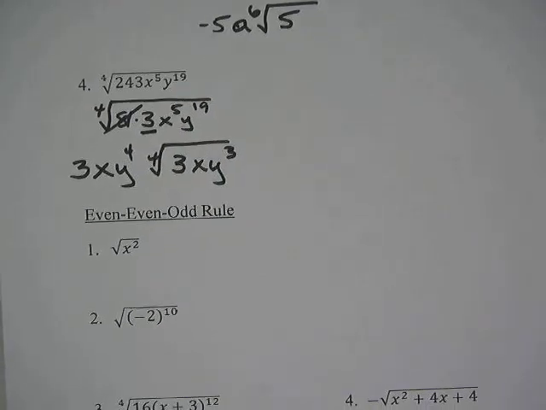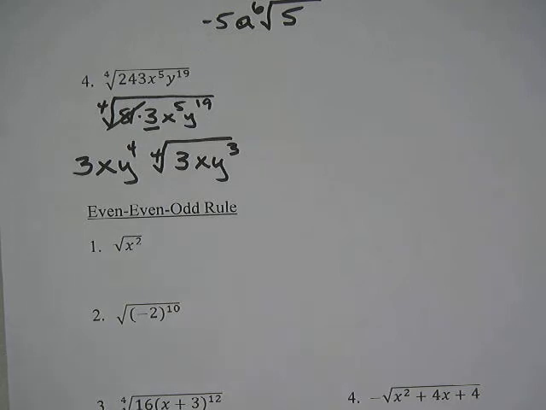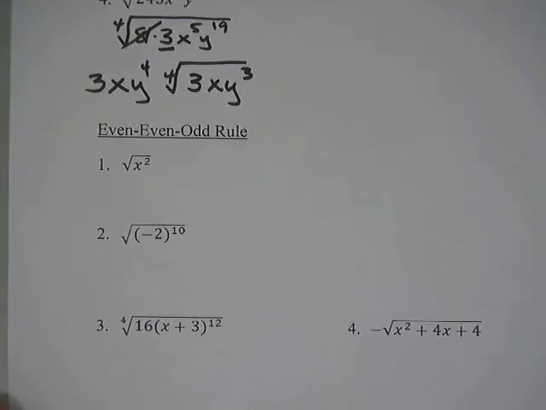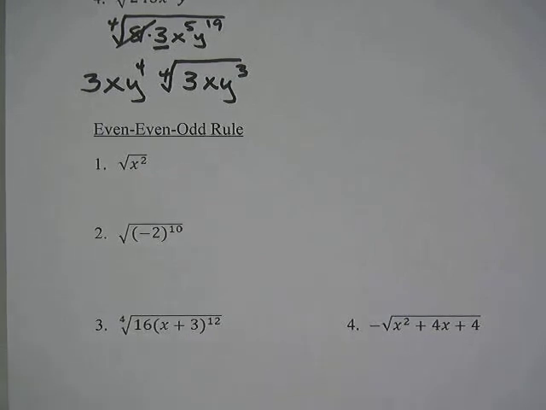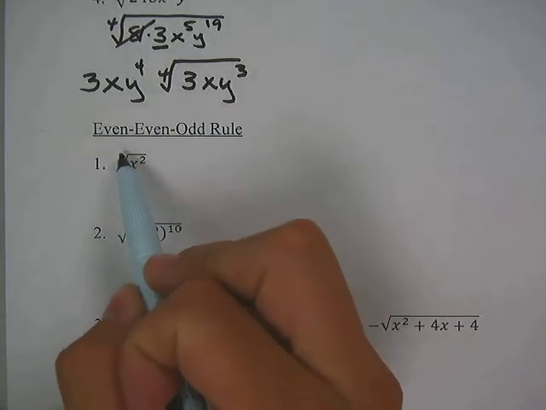Now, one thing I do want to talk about is a rule out there that sometimes people just skip over, but it does occur if we're looking to be exact in our solutions. This rule is called the even, even, odd rule. It says that when I take an even root of a number or a variable, especially with an even exponent, and my answer is an odd exponent, I have to use absolute value.